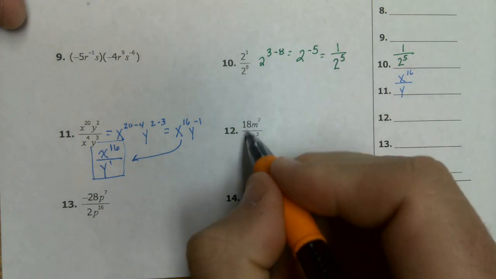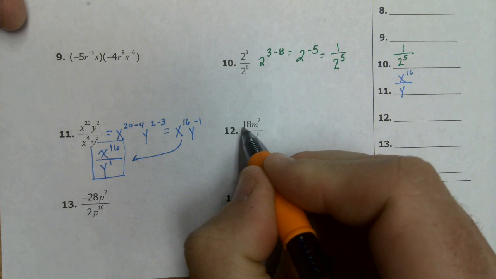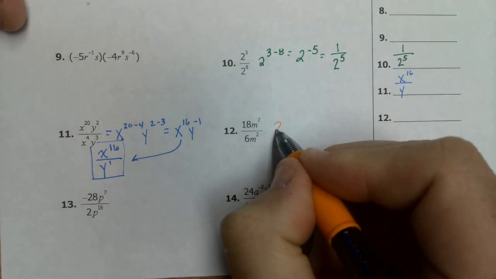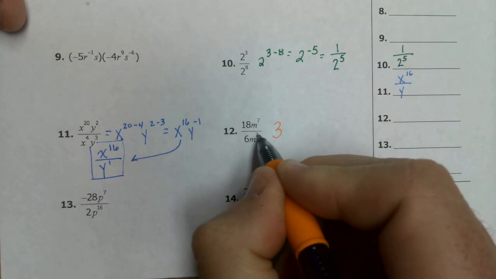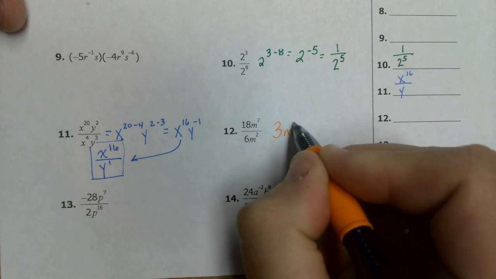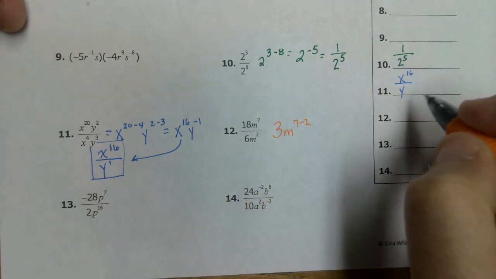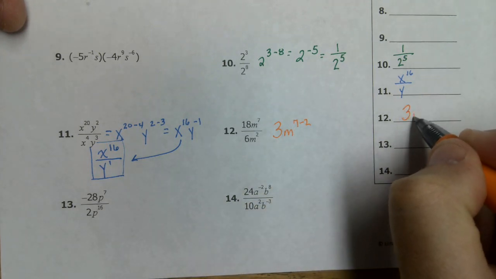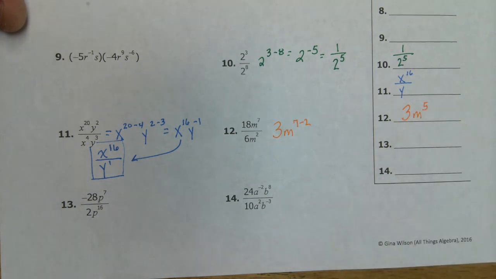So I look at this one, it's still a division problem. I still do 18 divided by 6, m to the 7th divided by m squared. I'm going to do m to the 7 minus 2. That gives me my answer of 3m to the 5th power.